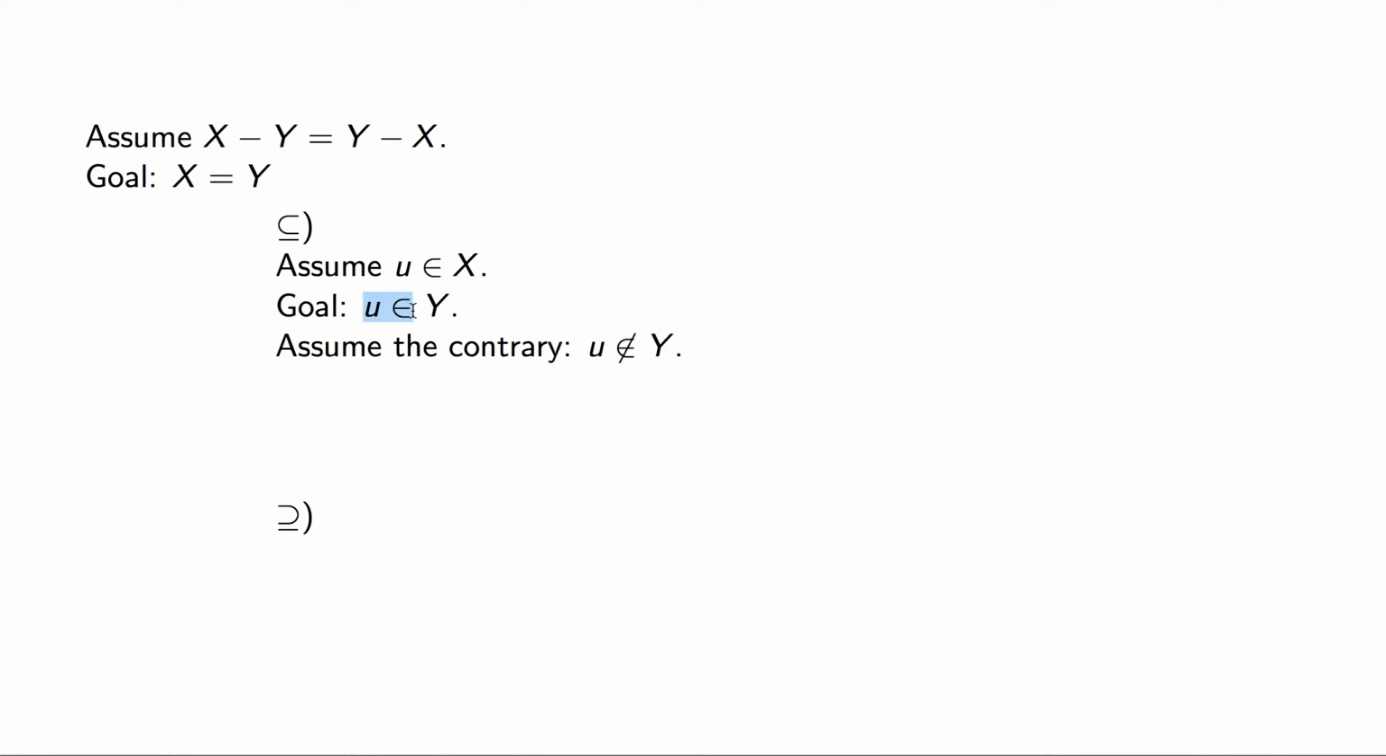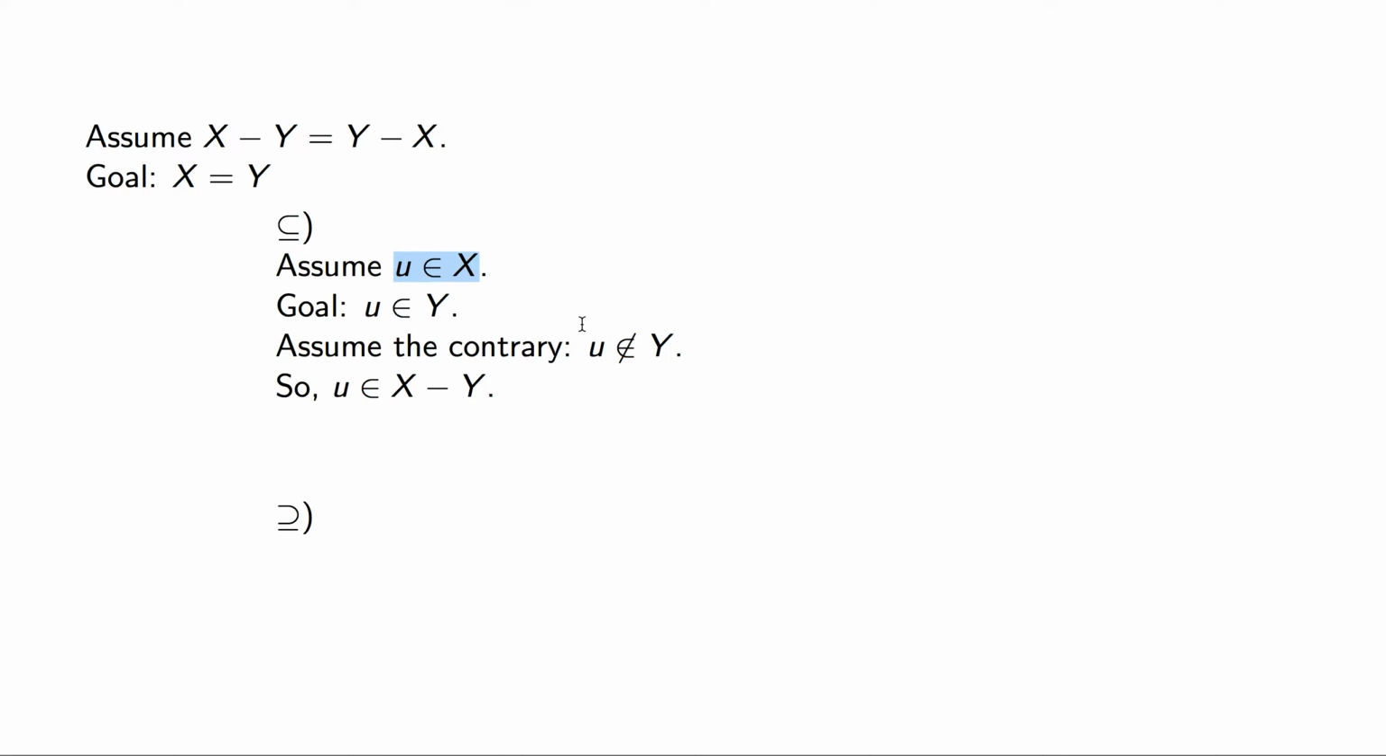While our goal is to show that u belongs to y, let us assume the contrary. And with this, our goal will be to obtain a contradiction. Once we have a contradiction, this will conclude the proof of this inclusion. So, okay, let's take an inventory of our assumptions so far. We are assuming this equality. We are assuming that u is a member of x. And we are assuming that u is not a member of y.